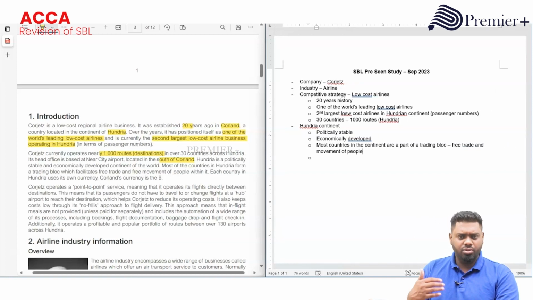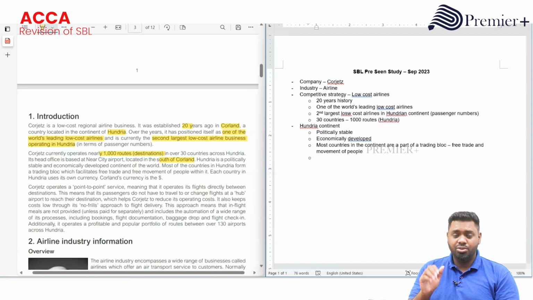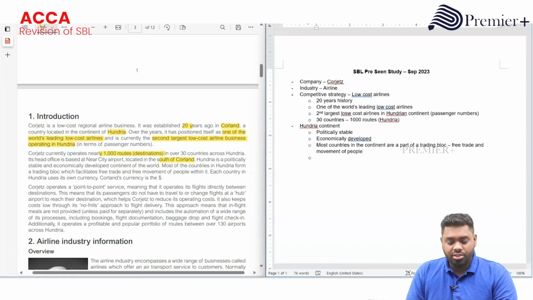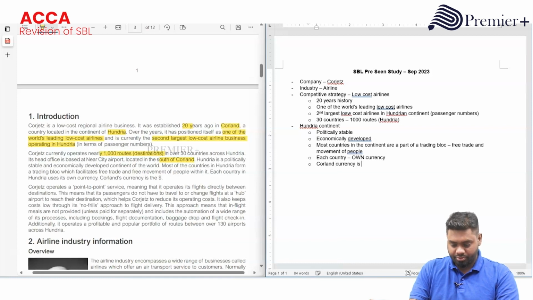It's fine to note every factor here, so that we can have a proper understanding of the situation. Each country in Hungary uses its own currency. Each country has its own currency, and Poland's currency is the dollar.